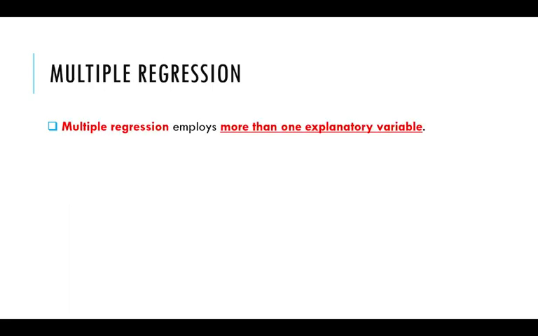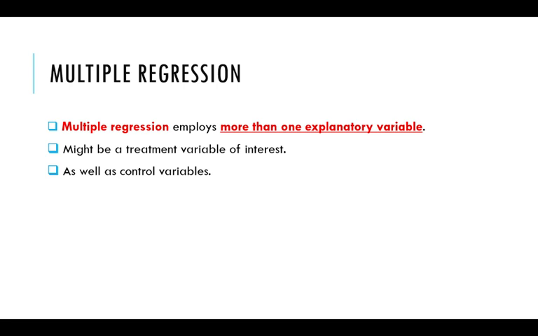Multiple regression employs more than one explanatory variable. So we might have a treatment variable of interest, the thing we are specifically interested in, and the other things might be control variables. But we don't have to have a treatment variable. So maybe I want to know, hey, does absences affect test scores? Well, another question would be simply, what affects test scores? So in one case, I have a treatment variable. In the other case, I'm just looking at control variables.